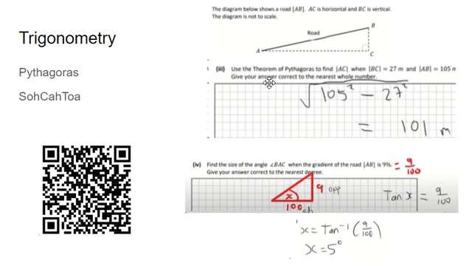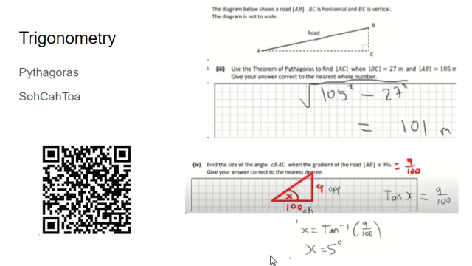So Pythagoras is something that you would have done even in junior cert, and it's just to do with working out a side. So when you're given 2 other sides of a right angle triangle, use the theorem of Pythagoras. So AC, when BC is 27 and AB is 105, so you're given BC and AB here, so you're given the long side and one of the short ones, and you're asked to work out the other short one. So that's why we subtract. So we square both sides and then we square root. So that's how to do Pythagoras. So it's to do with right angle triangles.